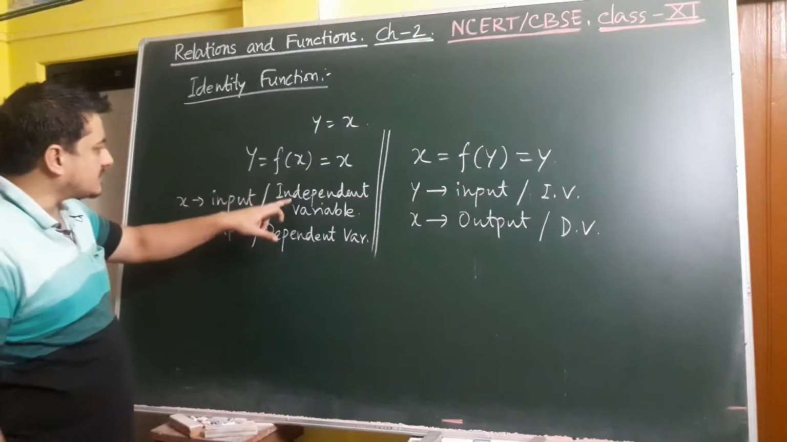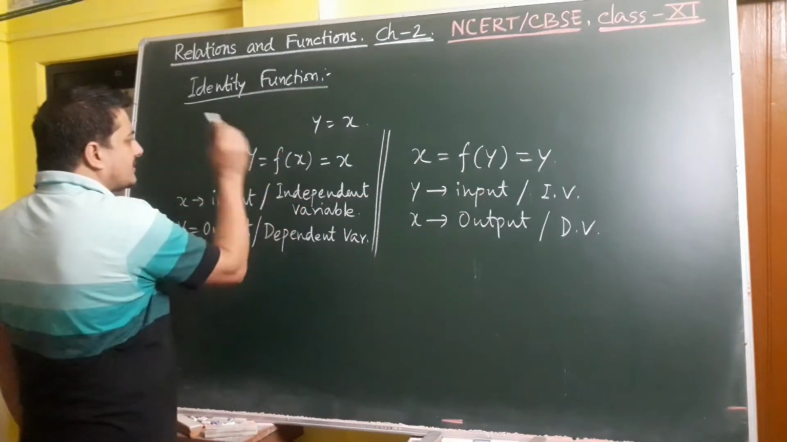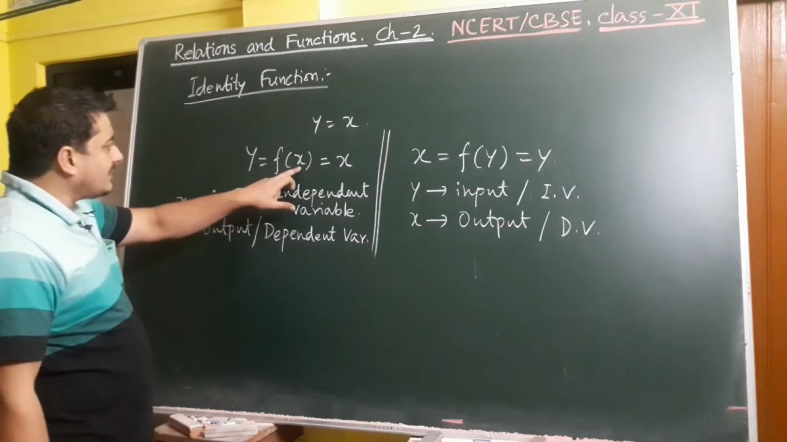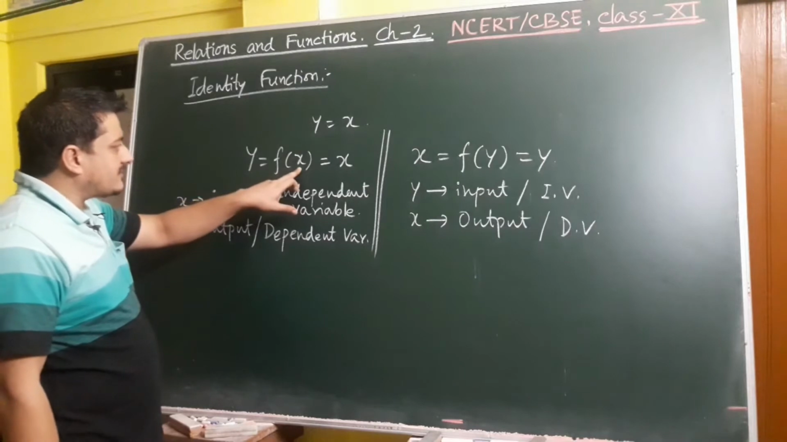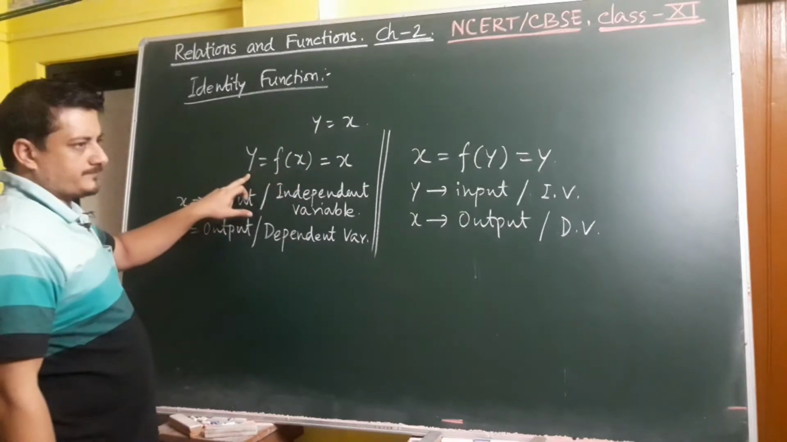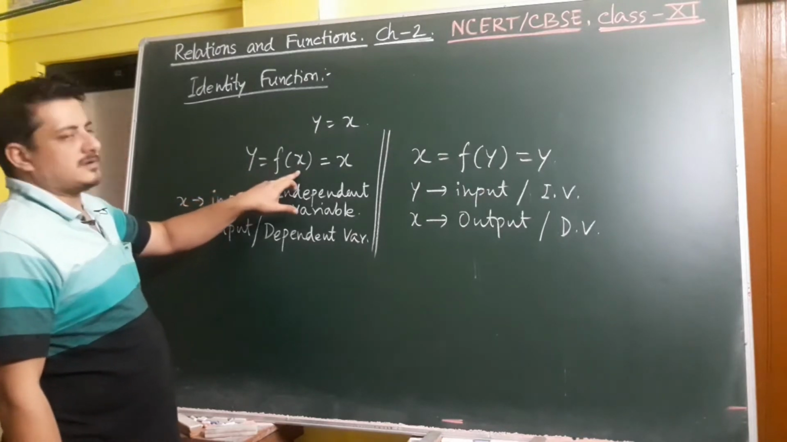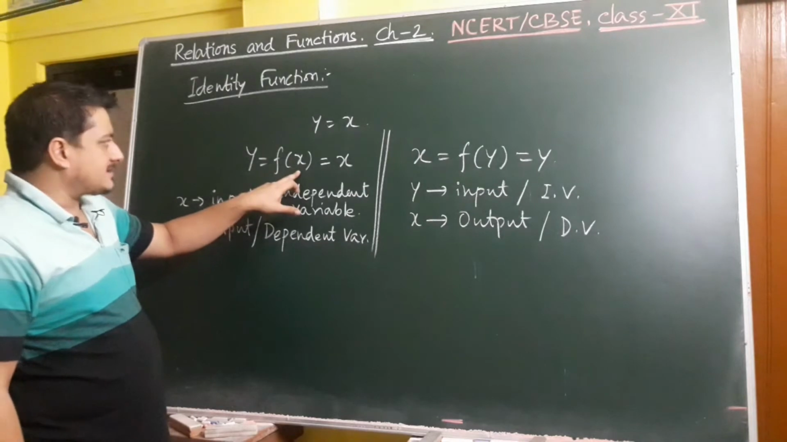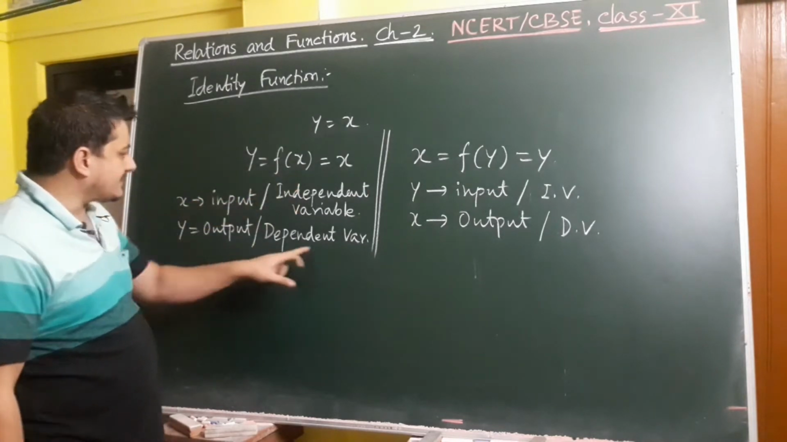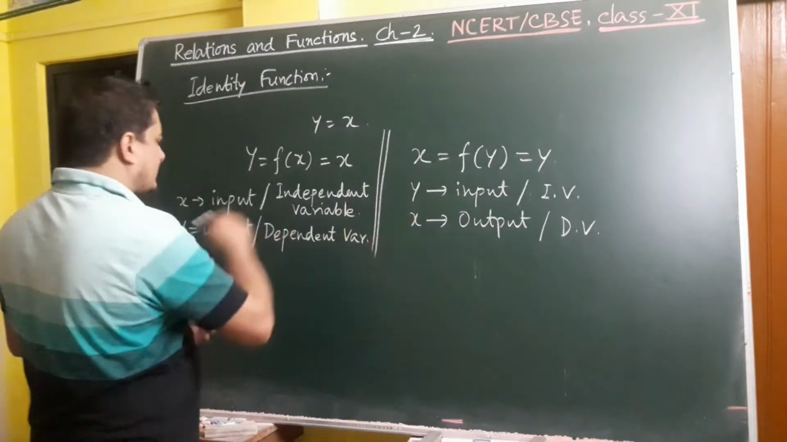Now x is also called independent variable. Why? Because you can choose any value of x at your will from the domain, definitely, and according to the value of x you will get one and only one value of y. So that means the value of y is dependent on the value of x. That is why y is also called dependent variable. Okay, so this is the way you can write.